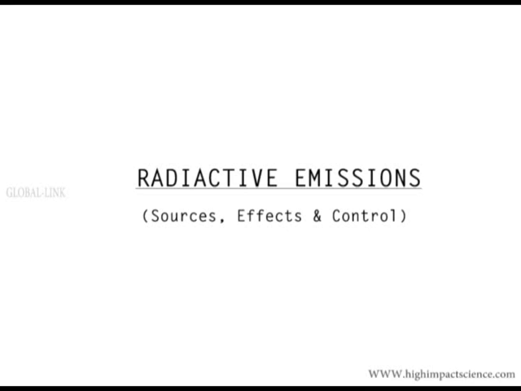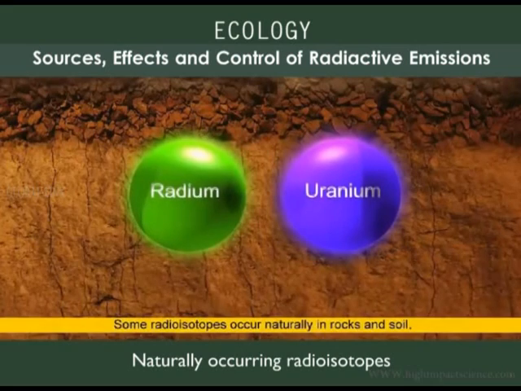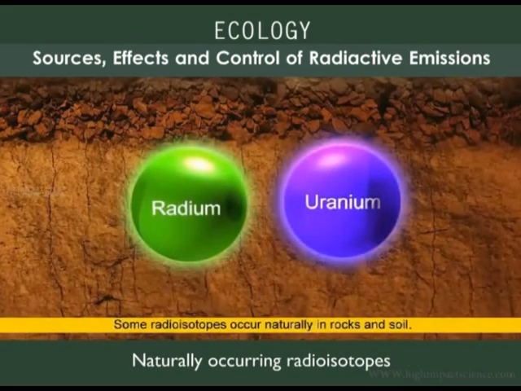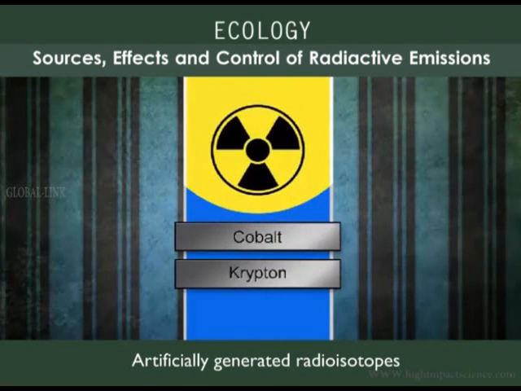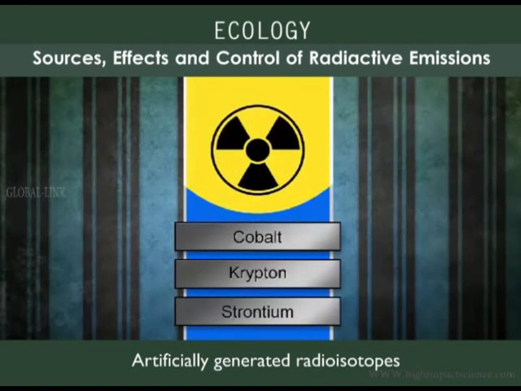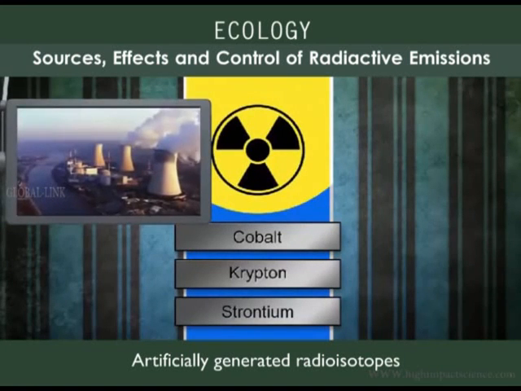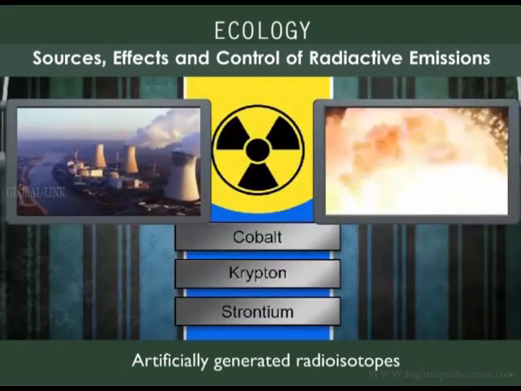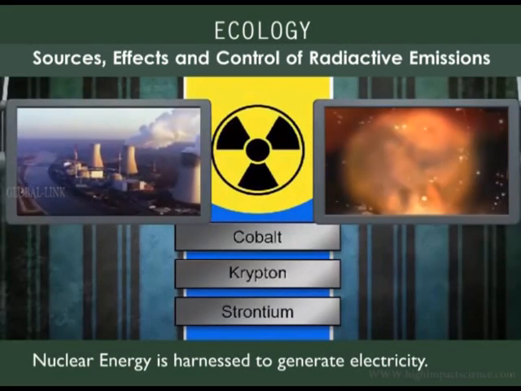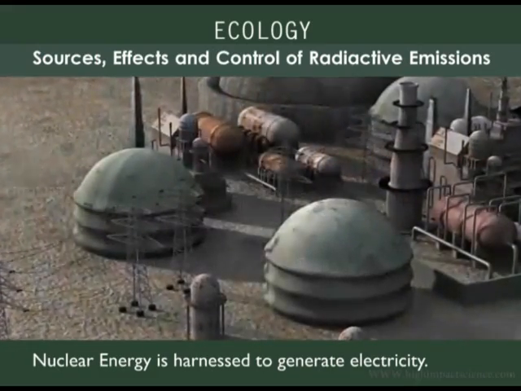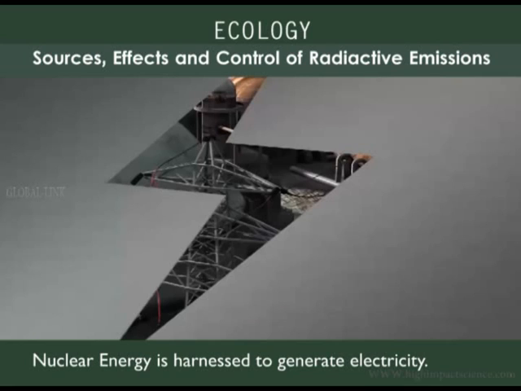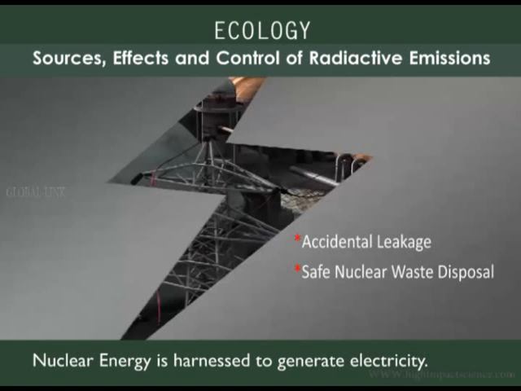Another hazardous waste is radioactive waste. Although some radioisotopes such as radium-226 and uranium-235 occur naturally, others like cobalt-60, krypton-85, and strontium-90 are formed as fission products in nuclear reactors and atomic bomb fallouts. Nuclear energy can be used in a non-polluting way to generate electricity. However, two problems still remain: accidental leakage and safe disposal of the radioactive waste.